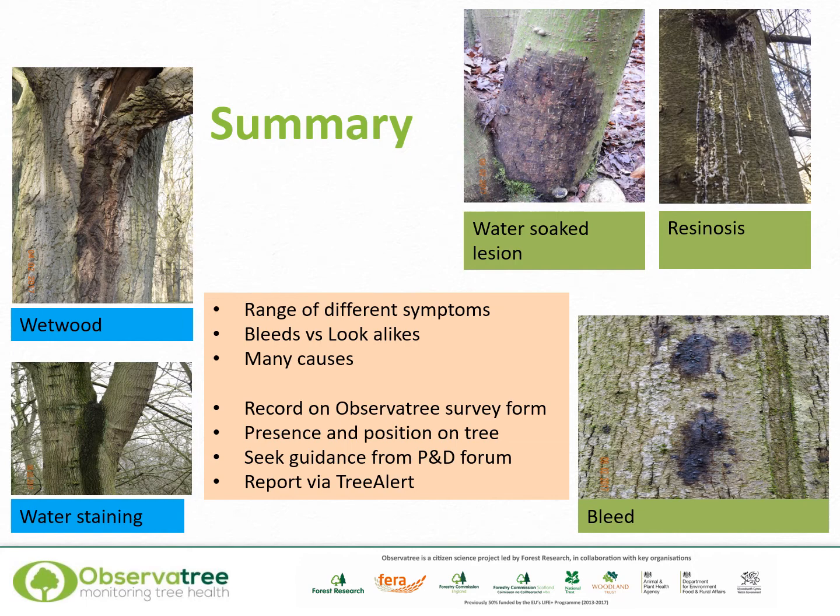And again, with bleeding trees, it's important to remember there's a wide range of different causes. It may well be a pest, or it may well be a pathogen. And those pathogens can include fungi like Phytophthora or Armillaria, or may include bacterial pathogens as well. There's every opportunity to record the presence of bleeding trees on the Observatory survey form. Again, it's really helpful to record the presence and the position on the tree.